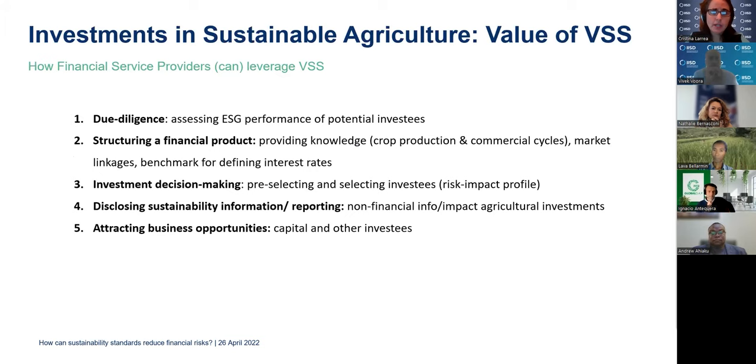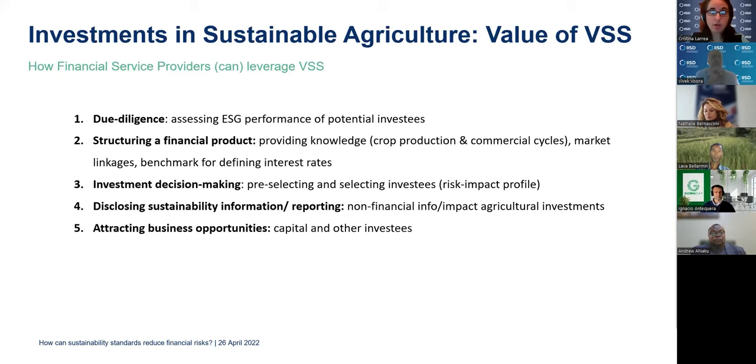Next slide, please. Overall, in our research, we found that investors do leverage and can leverage sustainability standards, or information related to sustainability standards, in their investment activities with farmers for 5 main tasks or aspects. First, in conducting due diligence, which means assessing the environmental, social, and governance performance of potential investees, and of course, assessing risk. Two, in structuring a financial product, for instance, providing knowledge of crop production, commercial cycles, supporting market linkage with buyers that are going to be part of the structuring of the financial product, or as a benchmark for defining interest rate, as we have seen for the case of the Mercon Group.